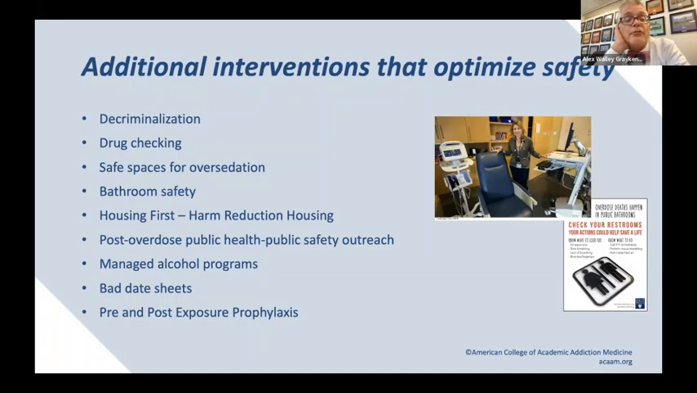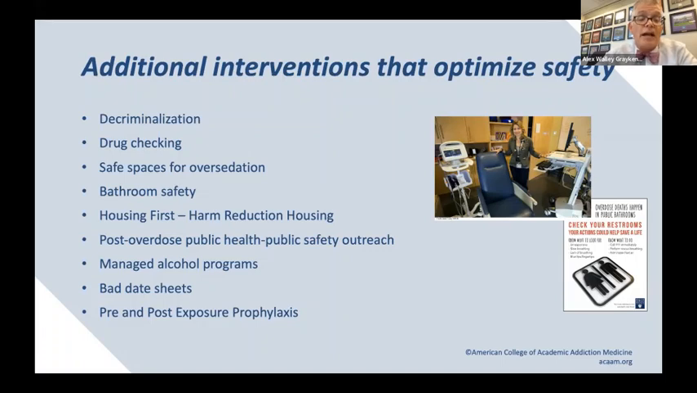I'm just now going to run through many harm reduction efforts that I didn't talk about. These are some additional interventions that really optimize safety. One, at the top of my list, is decriminalization, with countries like Portugal and Uruguay having over 20 years of decriminalization and positive impacts.